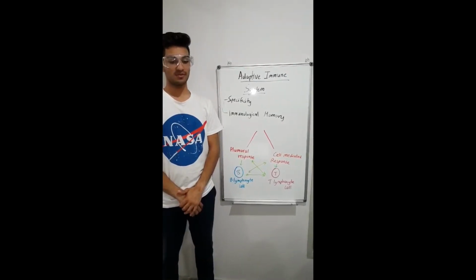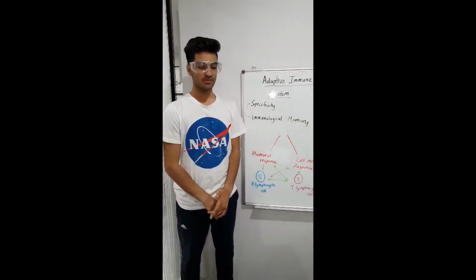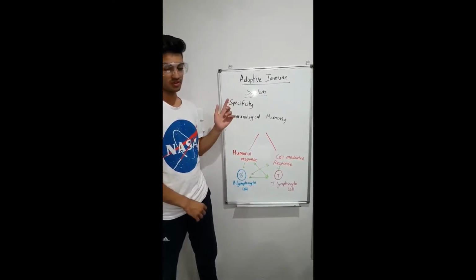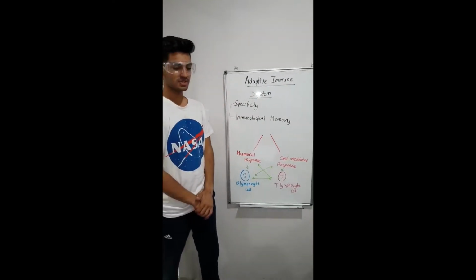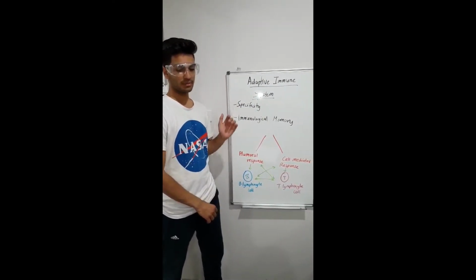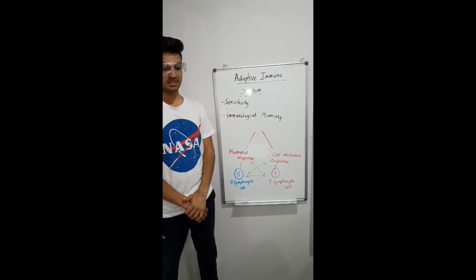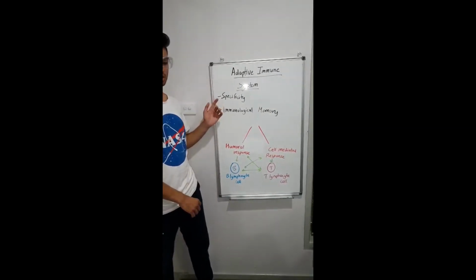So what is the adaptive immune system and what does it do? First of all, let's start with describing the special features of the adaptive immune system. The first particular feature is specificity, like the lock and key model. Antibodies are produced for particular antigens. The second feature is immunological memory.